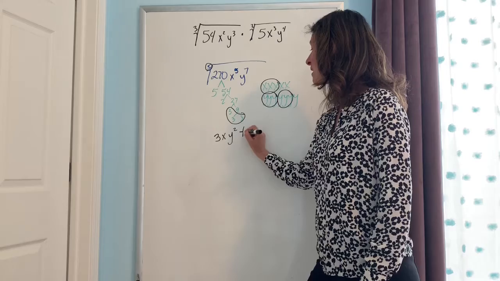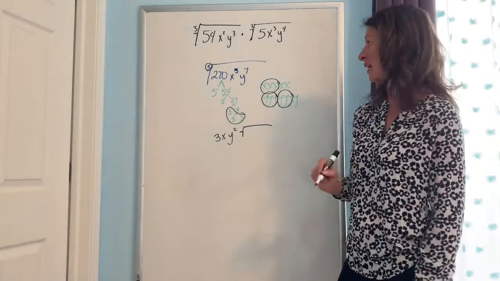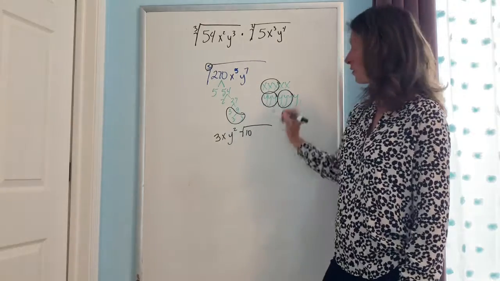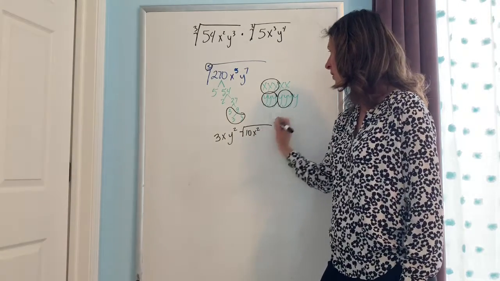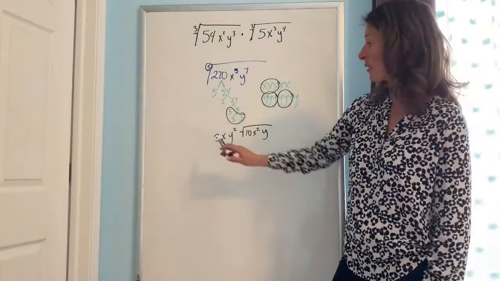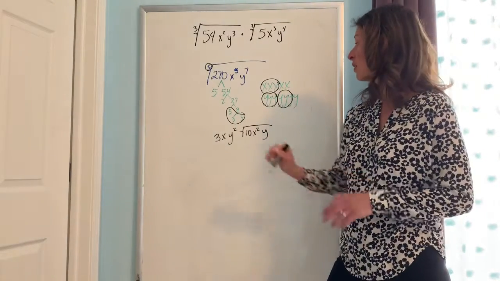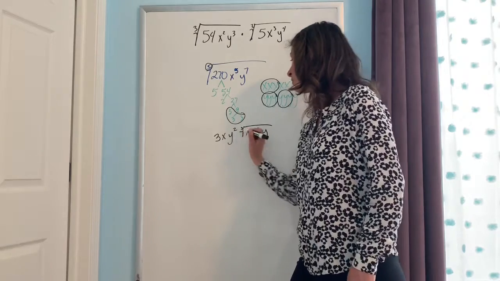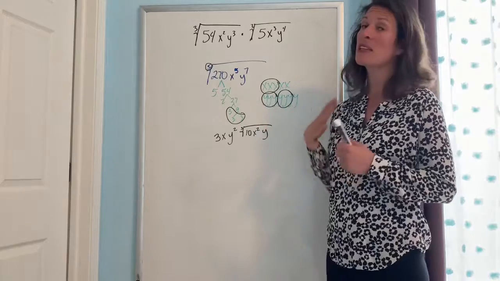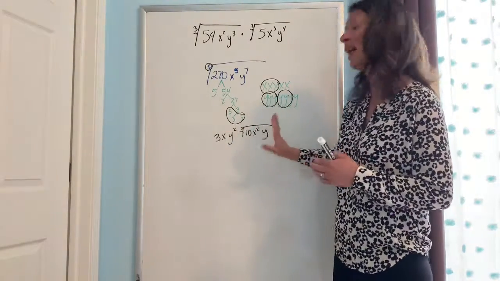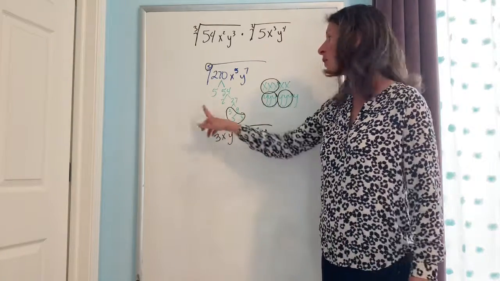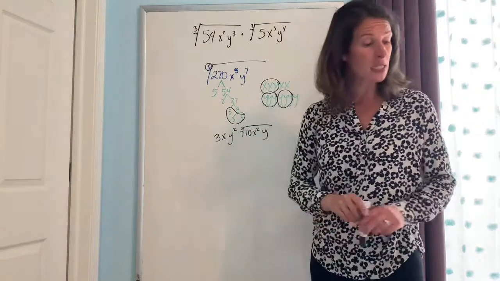Anything that did not get circled stays inside. So I have 5 times 2 is a 10. I have 2 x's, so x squared, and I have 1 y. So my answer to this is 3x y squared times the cube root of 10x squared y. Remember, anything that does not get circled gets put back and gets multiplied. So this 5 times 2 is 10. I didn't rewrite it as 5 times 2, I just rewrote it as the 10.